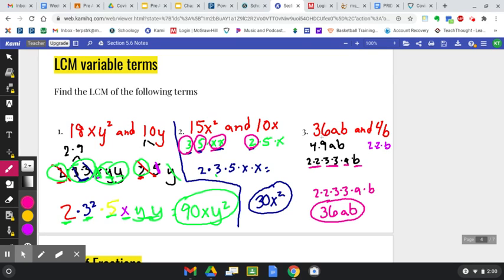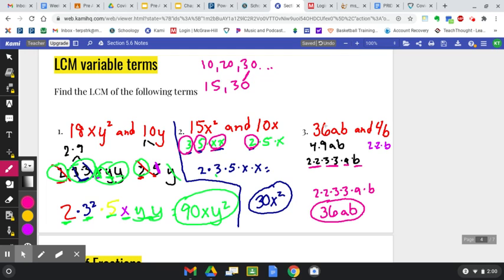Number 3, and let me go back. I want to do the multiples, right? So in order to get a multiple of x squared, I need another x in there. So I need 2 of them. And then if I look at the number 10, right? So 10, 20, 30. 15, if I start counting 15, 30, that's where they run into each other. There's the LCM. You might have recognized in number 3 that 36 is a multiple of 4, right? So that would be the least common multiple.